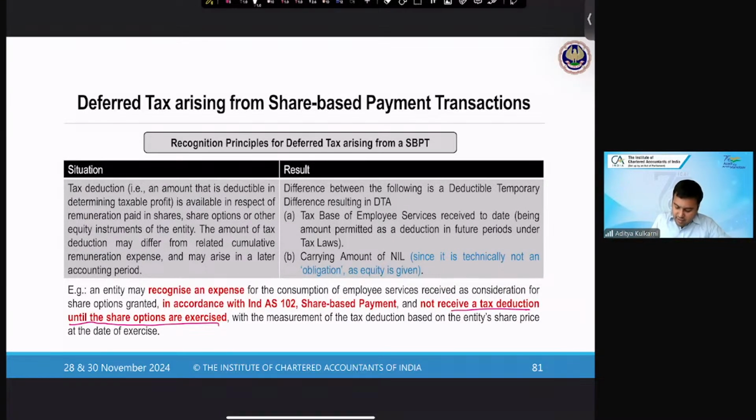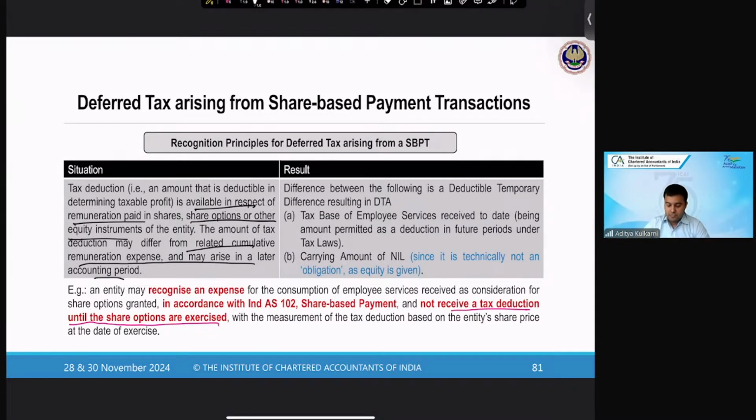Tax deduction is available in respect of remuneration paid in shares, share options, or other equity instruments of the entity. The amount of tax deduction may differ from the related cumulative remuneration expense and may arise in a later accounting period. An entity may recognize an expense for consumption of employee services received as consideration for share options granted in accordance with Ind AS 102. But the tax department may not give a deduction till the options are exercised.